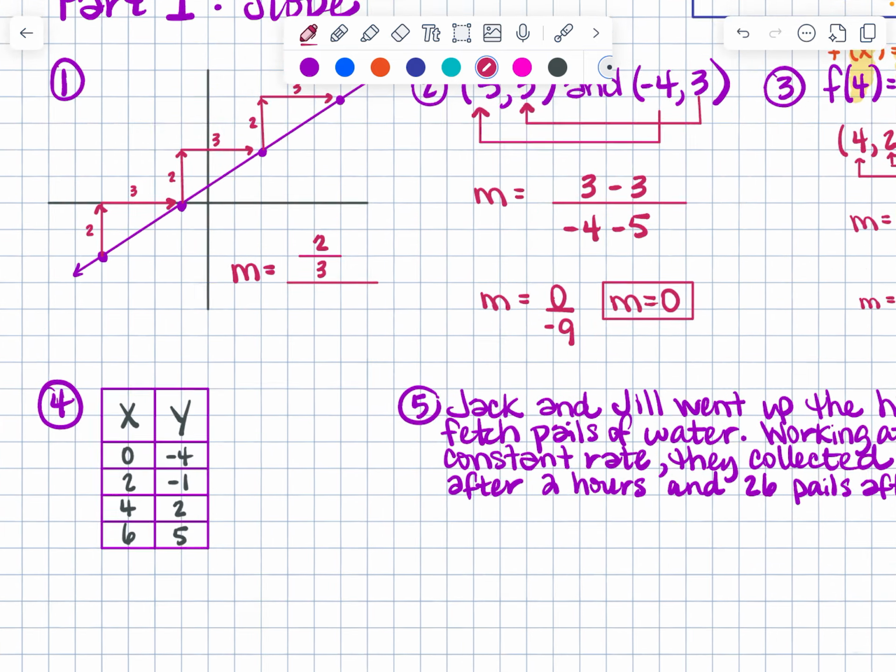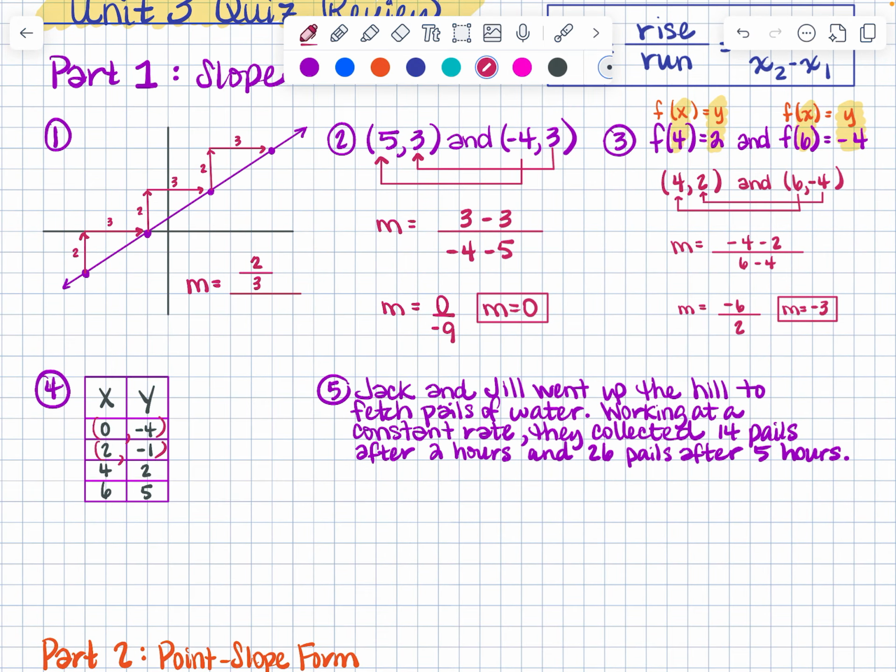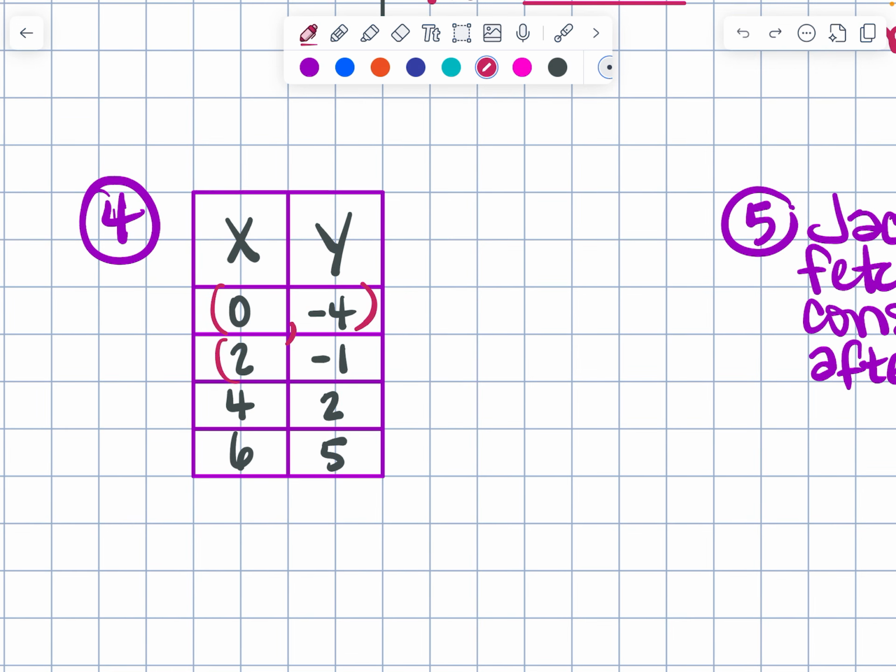All right, slope from a table. Remember, these are just coordinates, so you can just pick two of them if you want, and you're right back to what we just did on the previous two problems.